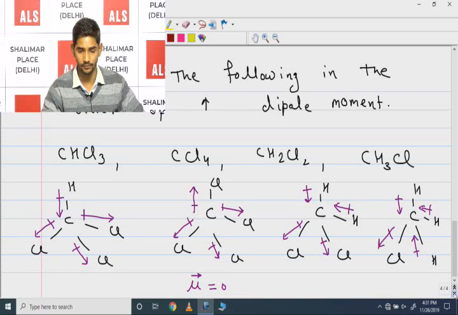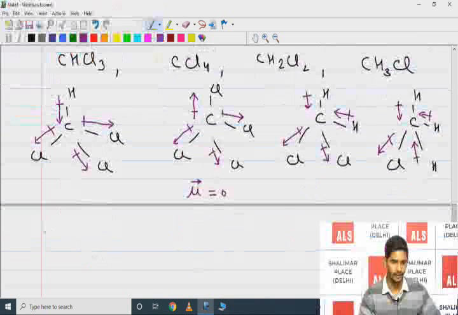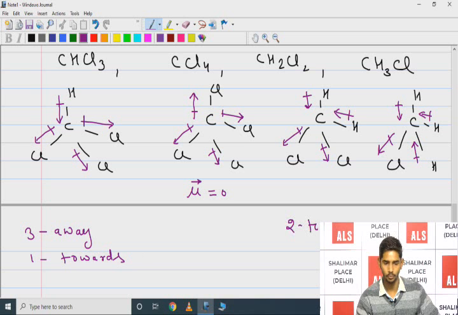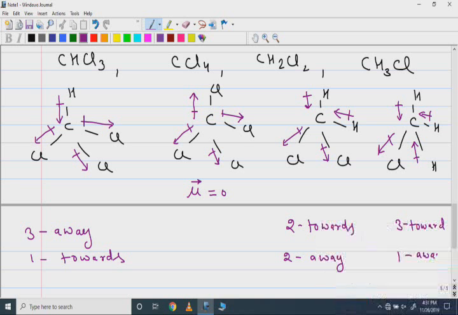Here in case 1, three away, one towards. Here, two towards, two away. Here, three towards, one away. It is like away decreases the net dipole moment. I am saying away decreases the net dipole moment.